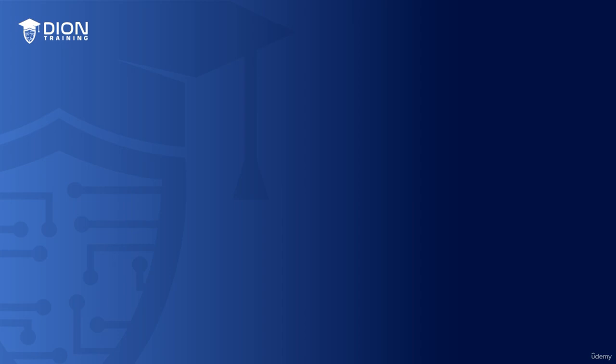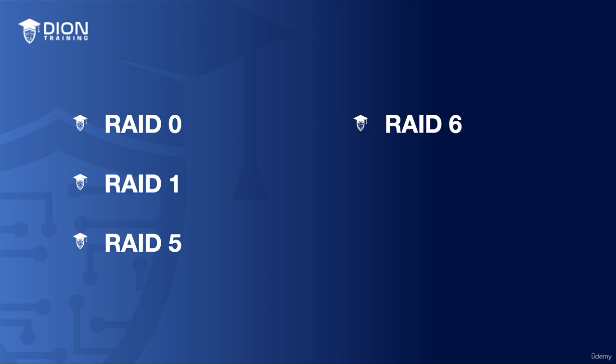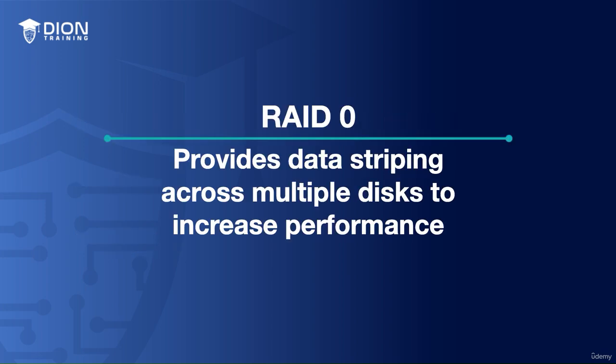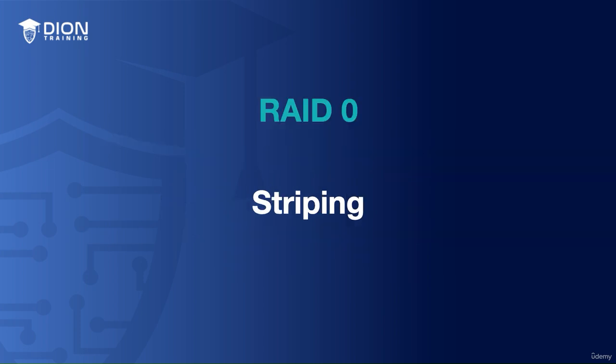There are many types of RAIDs out there, but the most common and most popular ones we're going to discuss are RAID 0, RAID 1, RAID 5, RAID 6, and RAID 10, also known as RAID 1+0. First, we have a RAID 0. A RAID 0 provides data striping across multiple disks, and it's used to increase your performance. The key word that you need to remember for a RAID 0 is striping.